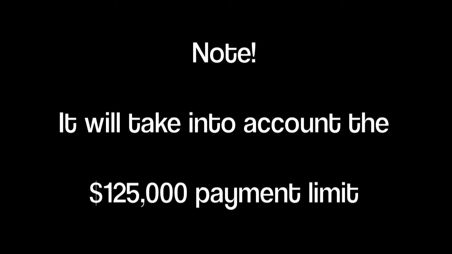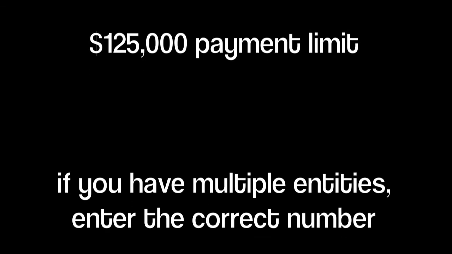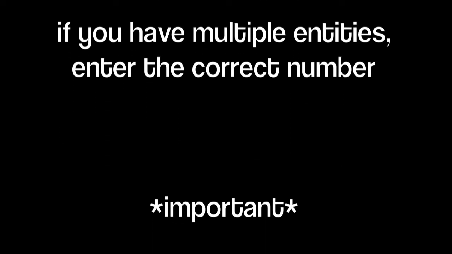Note that the program will take into account the $125,000 payment limit. So if you have multiple entities entitled to share payments from the farm, you should enter the correct number. This will be important in some scenarios, as corn payments in early years are likely to get close to the overall payment limit for farms with 1,500 base acres in that crop.